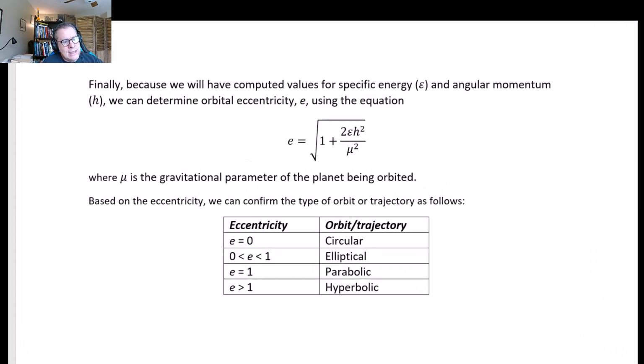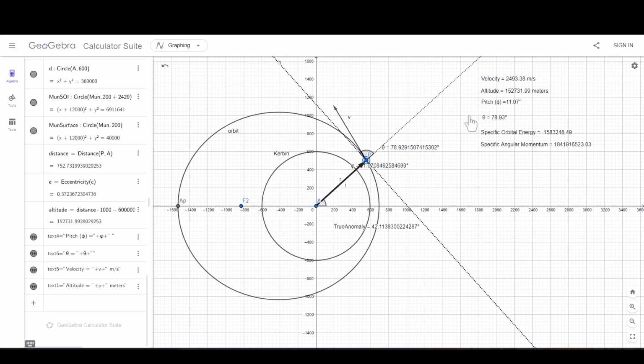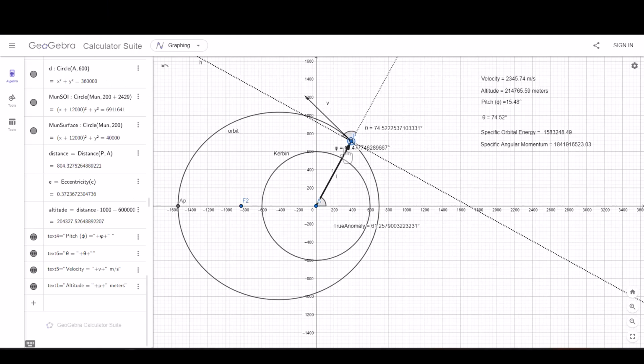And then finally, because we have computed values for specific energy, epsilon, and the angular momentum, h, we can determine orbital eccentricity, e, using this equation. Here we have e as the eccentricity, epsilon is the specific energy, h is the specific angular momentum, and mu is the gravitational parameter of the planet or moon or whatever object is being orbited. And then based on that eccentricity, we can confirm the type of orbit or trajectory that's being followed, as shown here in this table.